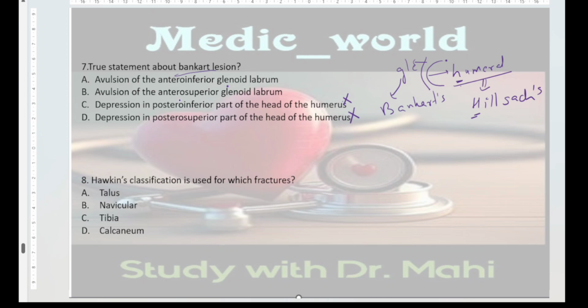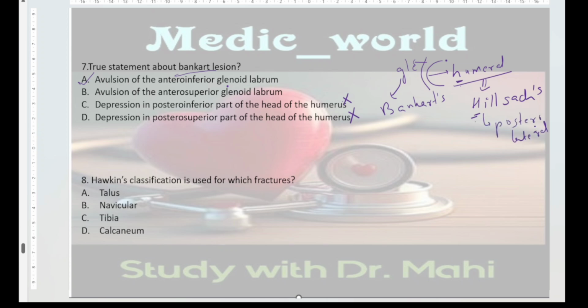Now, it is present where? Anterior-inferior or anterior-superior? So, the answer to this question is anterior-inferior part of the glenoid labrum. We have to learn it, okay? And Hill-Sachs lesion is present on the posterior lateral part.